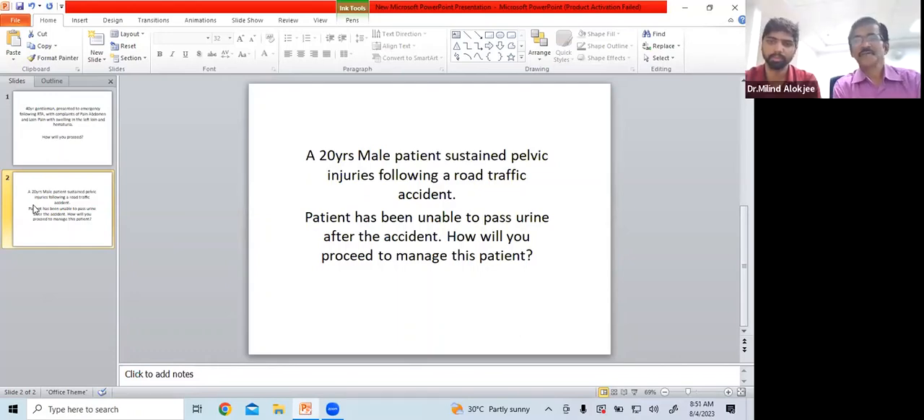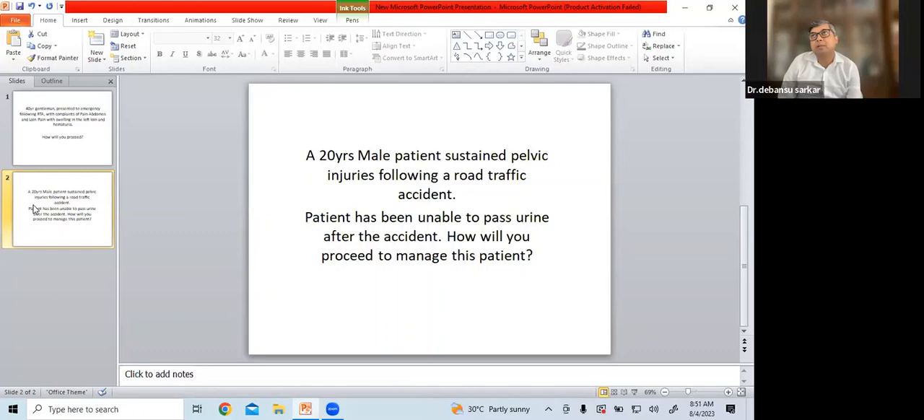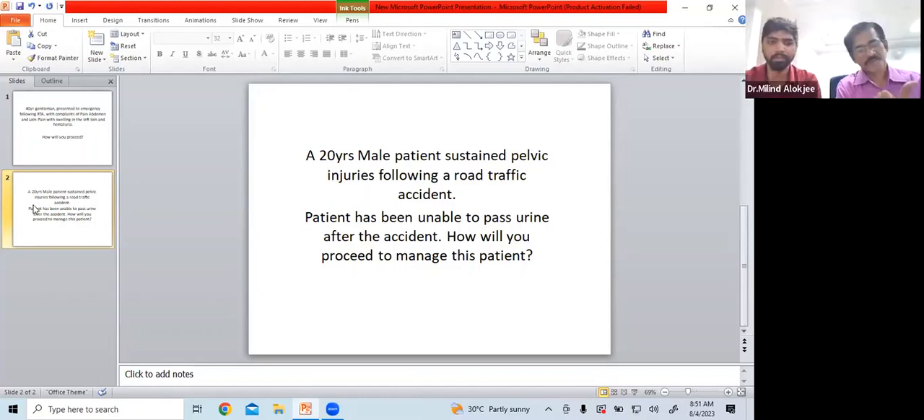Okay. So if it is a complete disruption or partial disruption, and you could not catheterize the patient in case of partial disruption, so what next? Sir, if catheterization is not possible, I'll go for suprapubic catheterization.